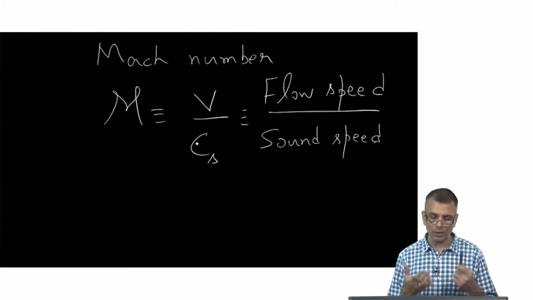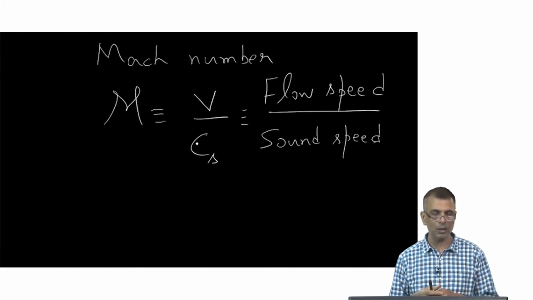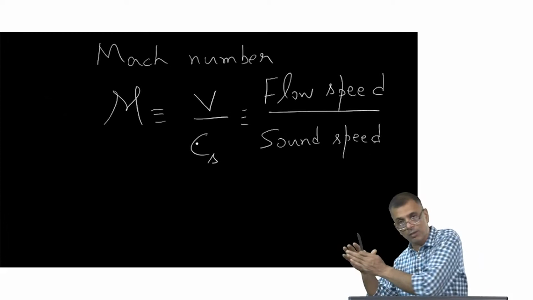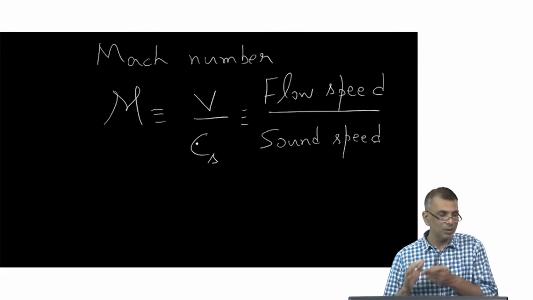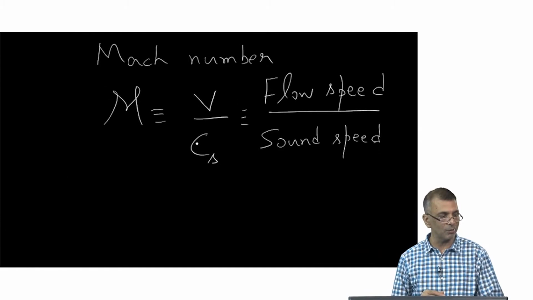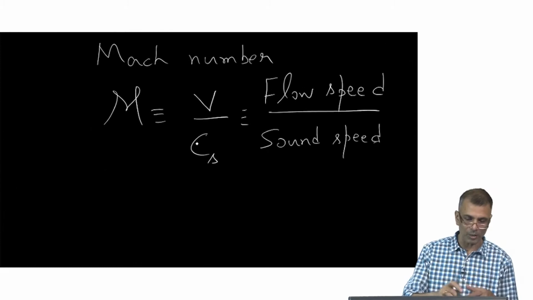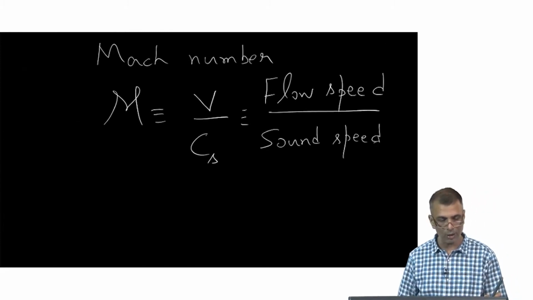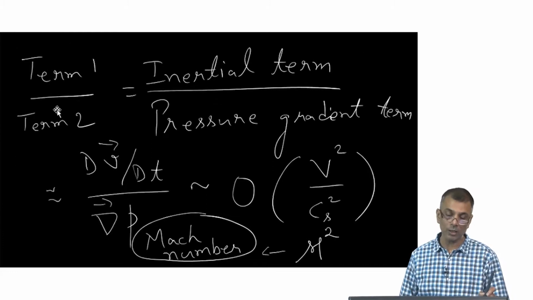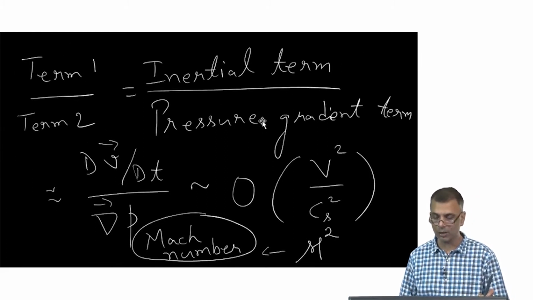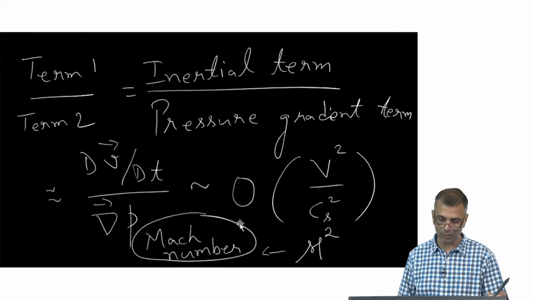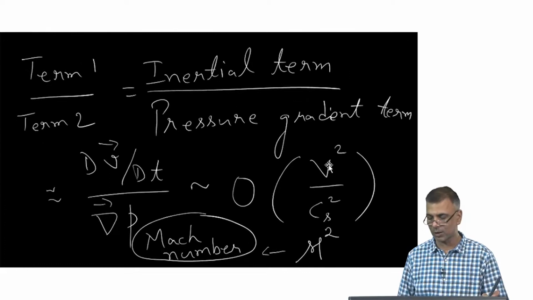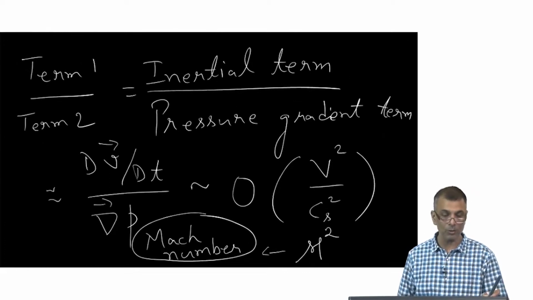So that's what the Mach number tells you. You recall the Mach number is essentially the ratio of the first term in the Navier-Stokes equation to the third term, the viscous term. I beg your pardon, I said something wrong. So the first term to the second term, not the viscous term: the inertial term to the pressure gradient term. This is what the Mach number is, and that turns out to be the square of the Mach number, and the square of the Mach number is v squared over cs squared. So that's what it is.